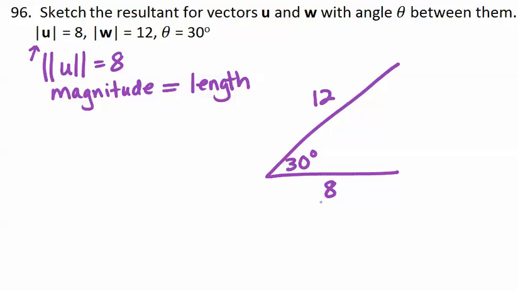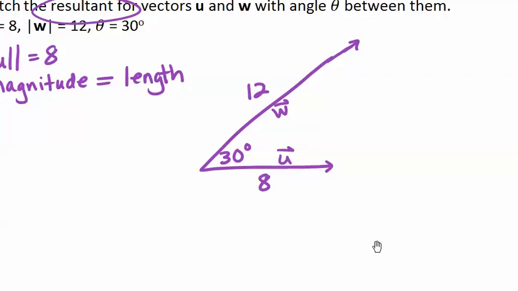And this is our vector u. And let me put that maybe on the inside of my drawing so we don't get that confused. And this is my vector w. And we want the angle between them to be 30. Maybe the 12 should be a little bit longer. But our question here isn't asking us to do any algebra yet. It's just asking us to sketch the resultant. So this is just to have a visual understanding of the vectors.